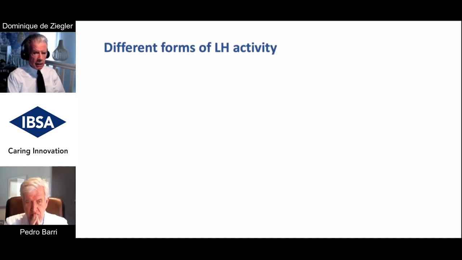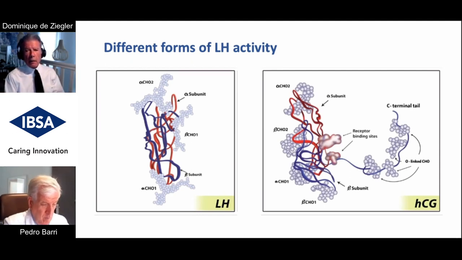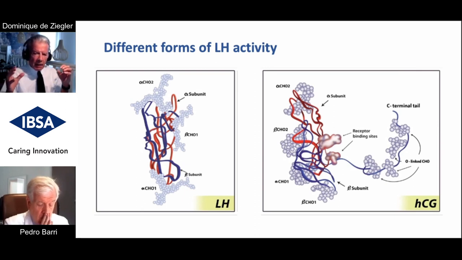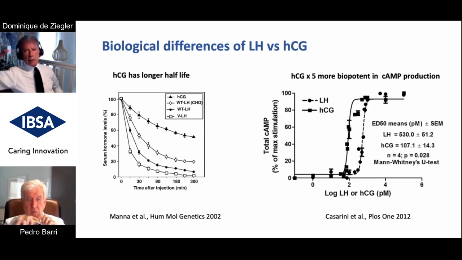LH effects, LH versus hCG. This is LH to the left, and this is hCG with its C-terminal carboxyl group, which changes not the affinity for the LH receptor but the half-life of the product, making it long-lasting. This is in a mouse model. I want you to concentrate on the black curves. This is wild-type LH administered in the rat, and you see how the level decreases over time after the injection of 75 units. And this is hCG, and you see that hCG lasts much longer because of this carboxyl terminal.